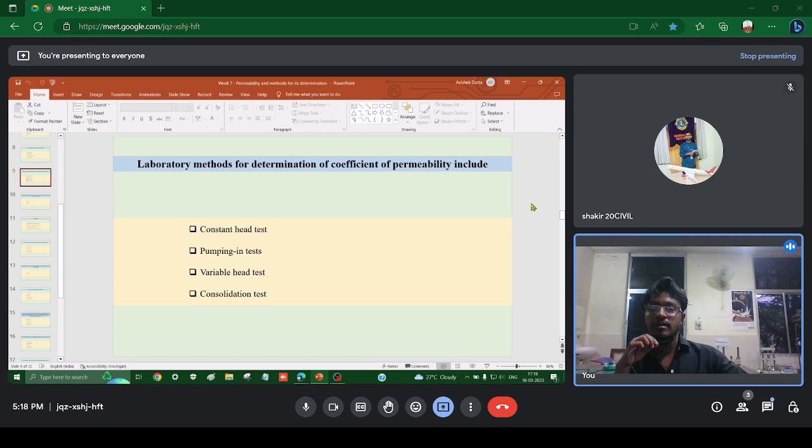This is a multiple select question, MSQ. Laboratory methods for determination of coefficient of permeability include. The options are constant head test, pumping in tests, variable head test, consolidation test.